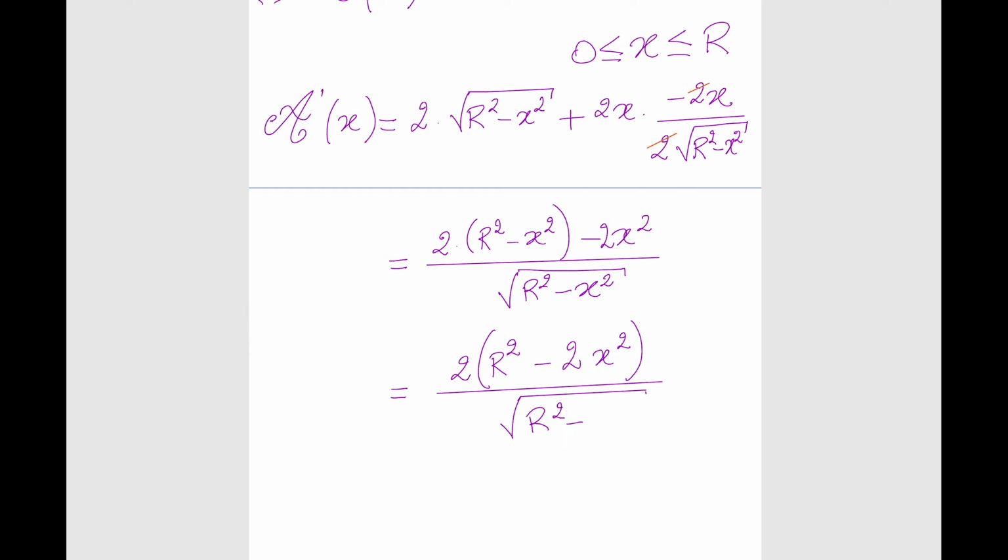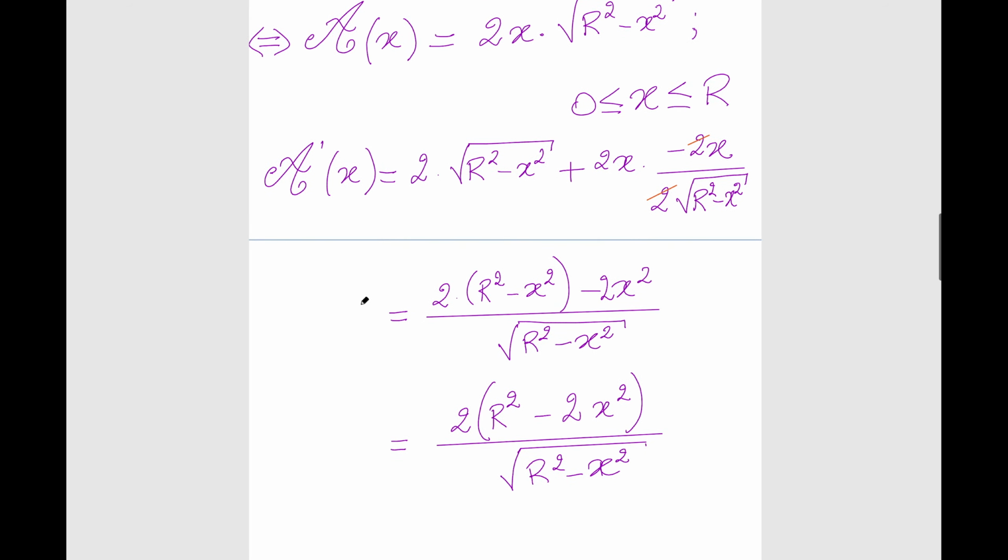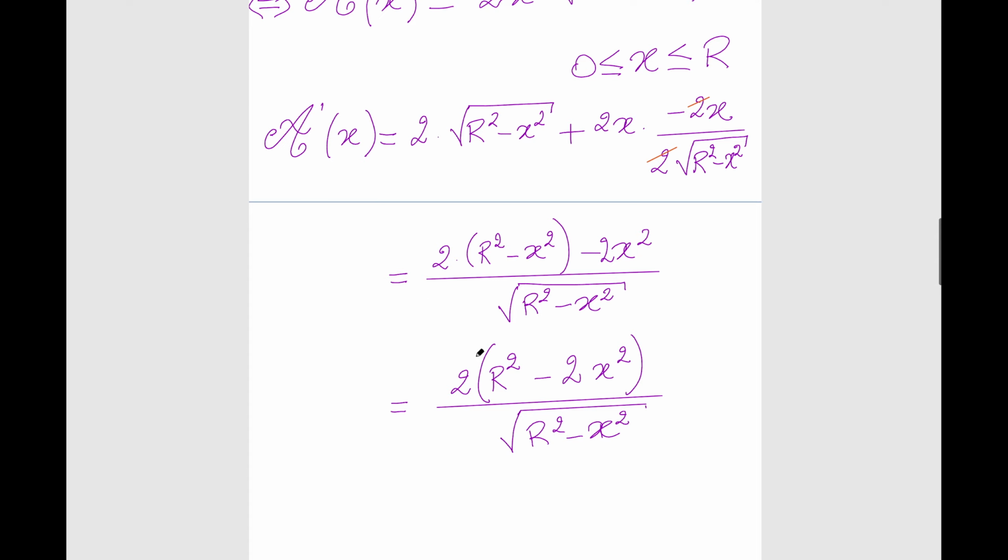R squared, square root of r squared minus x squared. Agree? All right. So what are the critical numbers of A? Remember A was defined on 0 to R. What are the critical numbers? There are points here which are of type 2. I lost R along the way, right?